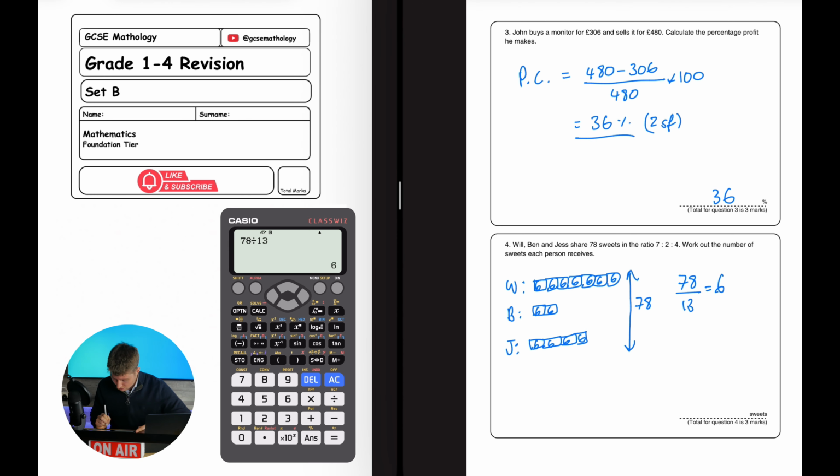So work out the number of sweets each person receives. Will receives 6 multiplied by 7, which is 42 sweets. Ben is equal to 6 times 2, which is 12 sweets. And then we've got Jess, who receives 6 times 4, which is 24 sweets.